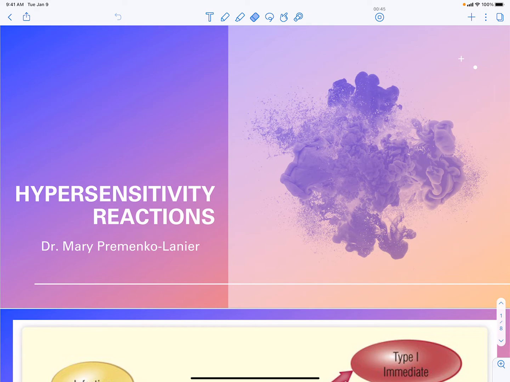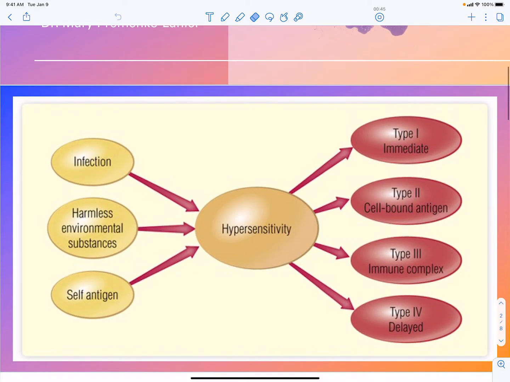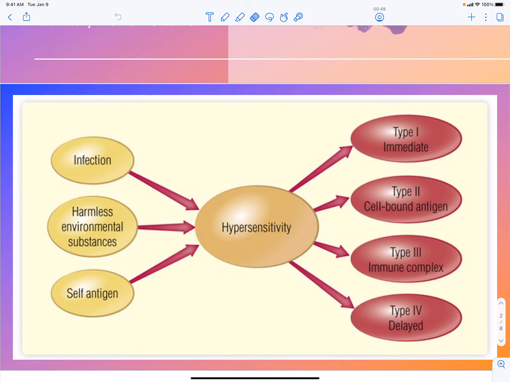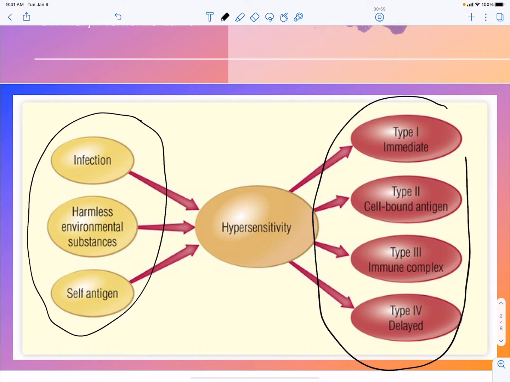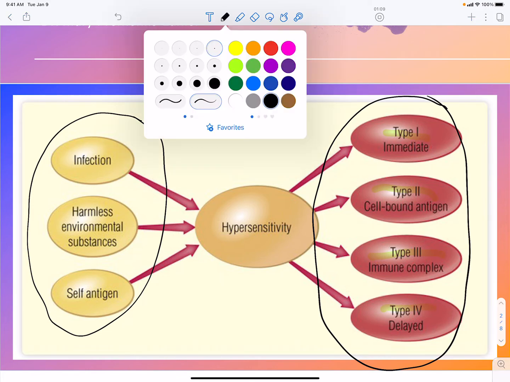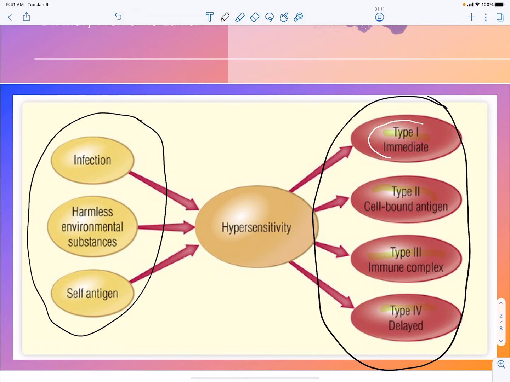So in general, you have your inputs, which are going to trigger some sort of immune response, and then you have your outputs, which is the actual immune response. And these are referred to as hypersensitivities. And so we have our type 1, type 2, type 3, and type 4. And they're pretty general, but they have some specific meanings.